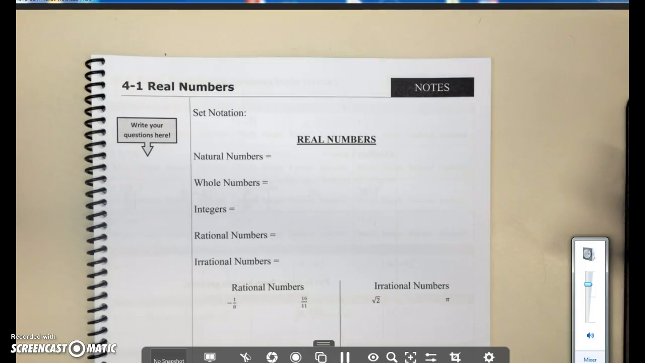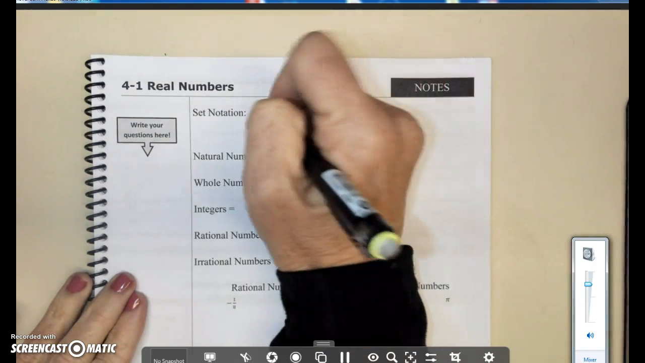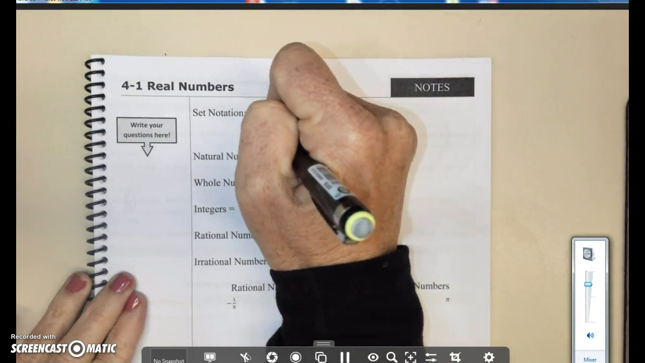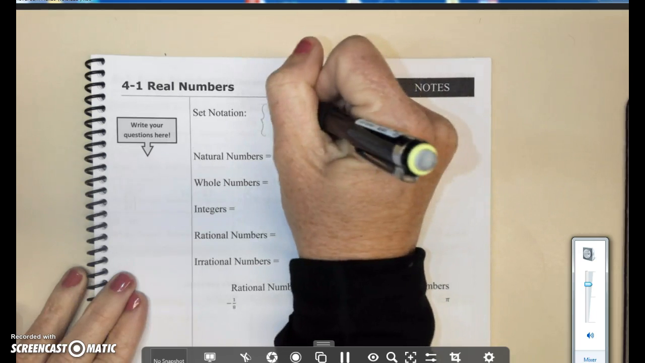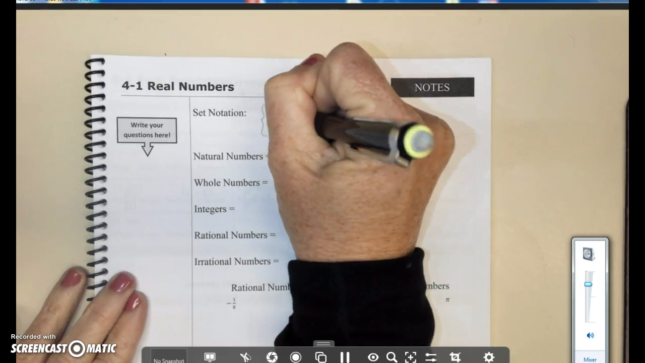Right, we are in semester 2 of Foundations of Algebra. So we are starting with section 4-1, real numbers. And this just kind of explains the number system and gives you some definitions that you're going to need to know and understand. So set notation is just using these little bracket kind of guys. They're kind of like parentheses, but not.